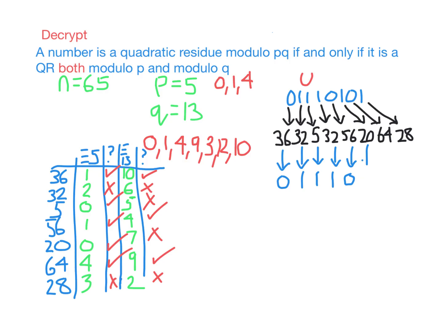It has to be a residue in both of them. 20 wasn't a residue modulo 13, even though it was mod 5, so it's a non-residue mod 65. It goes back to 1. 64 was in both, so it gets mapped to 0, and 28 was not in either, so it gets mapped back to a 1. You can see that we've mapped our ciphertext back to our original plain text. And then you can just use the ASCII table to see that that is the character U.